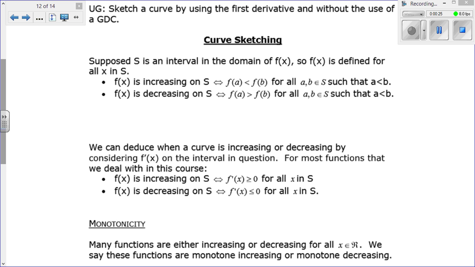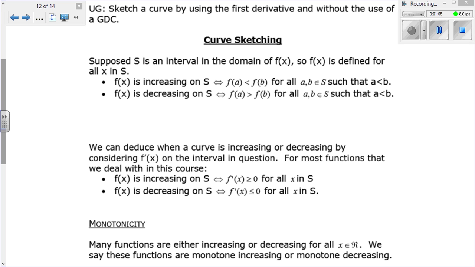Suppose S is an interval in the domain of f of x, so f of x is defined for all x in S. If f of x is increasing on S, then if and only if, that's what my double-sided arrow stands for, f of a is less than f of b for all a and b as an element in S such that a is less than b. If f of x is decreasing on S, if and only if f of a is greater than f of b for all a and b that are elements of S such that a is less than b.